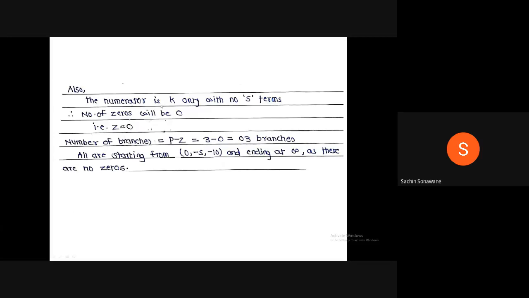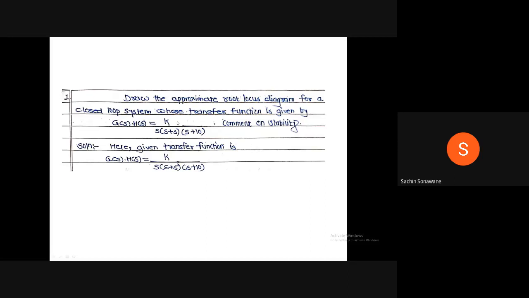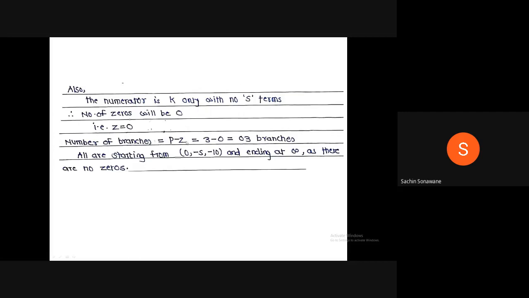Also, the numerator is k only with no s terms. Therefore, the number of zeros will be 0, that is Z is equal to 0, as in the numerator there is no s term. Therefore, number of branches is equal to P minus Z, which is 3 minus 0, equal to 3 branches. All are starting from 0, minus 5, minus 10, and ending at plus infinity, as there are no zeros.